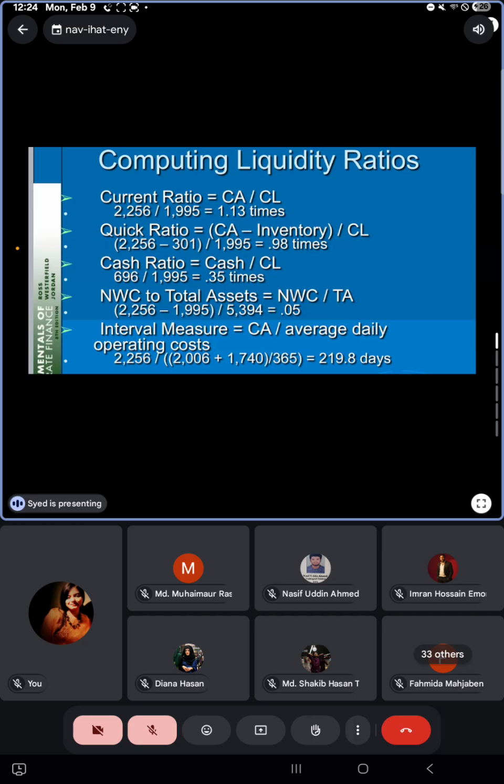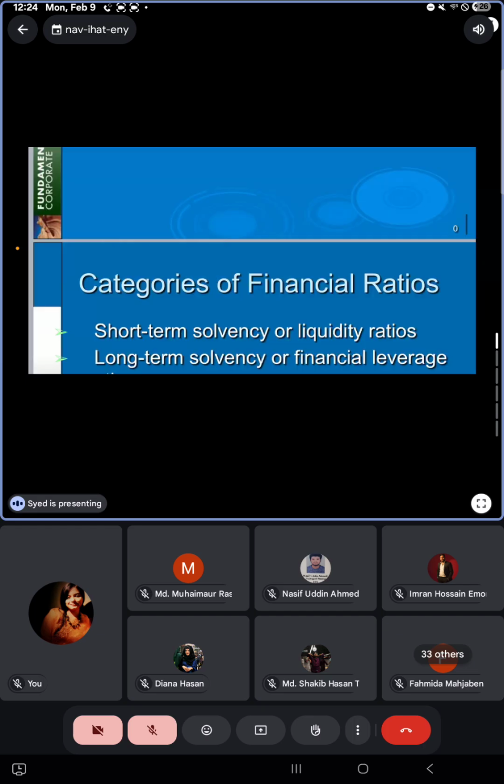But depreciation will not be included here because we do not pay depreciation to anyone, right? We do not pay depreciation to anyone. It's an artificial way to allocate the cost of the asset over its useful life. So since depreciation is not paid in cash, that's why depreciation will not be added here. So here we will count the cost of goods sold and other operational expenses.